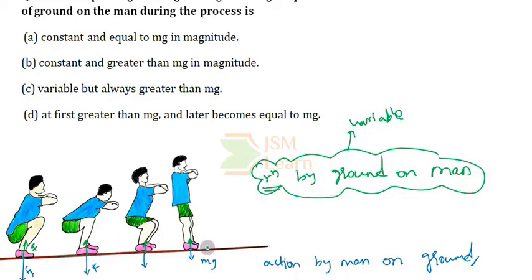And finally, when the man stood up in the standing position, the force exerted by the shoes on the ground was mg. Then the reaction force, that is the force exerted by the ground on the man's shoes, will also be equal to mg. So we conclude that the reaction force is a variable force. In the earlier cases, before standing up, the reaction force or the action force, both are greater than mg, and finally it becomes equal to mg.